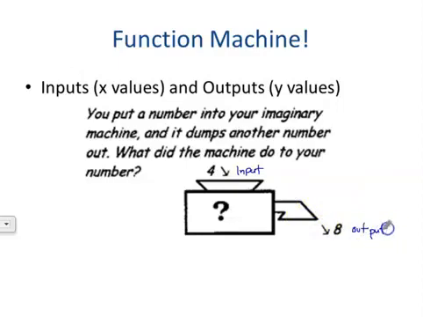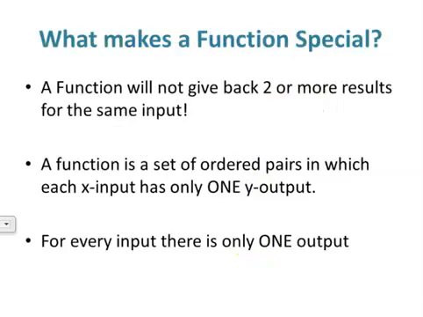So in this case, in our machine, it looks like if we put in a 4 and we get an 8, our number doubled, right? So the pattern of what's happening inside is that we're taking 2 times our number. So let's keep going here.